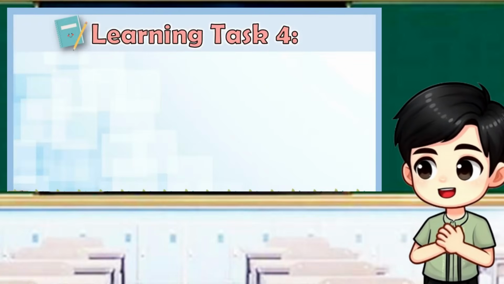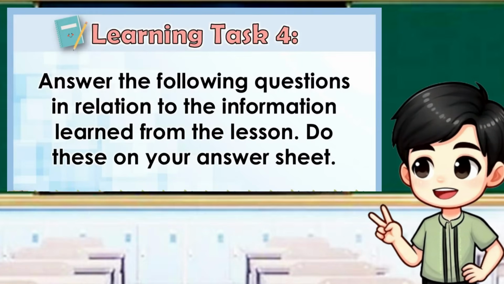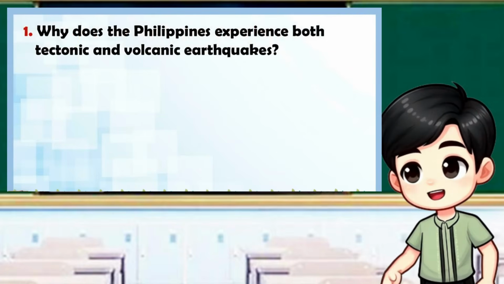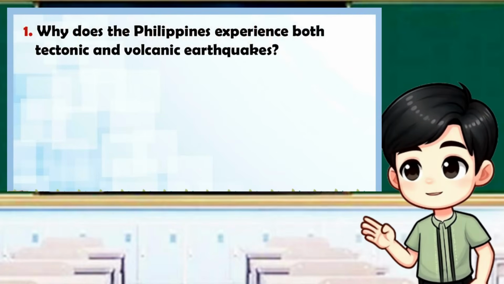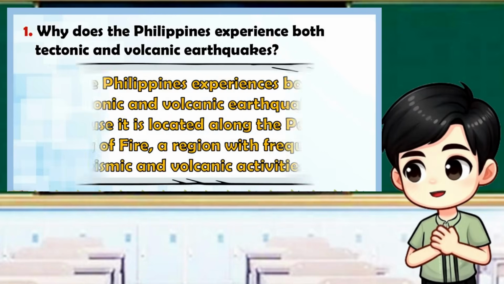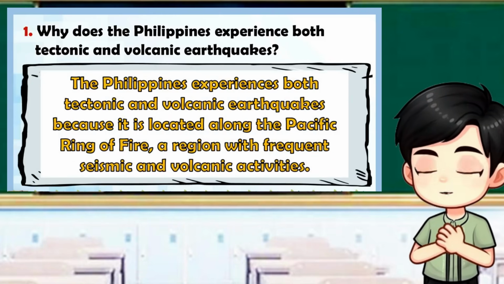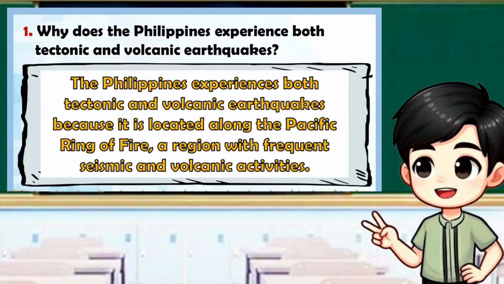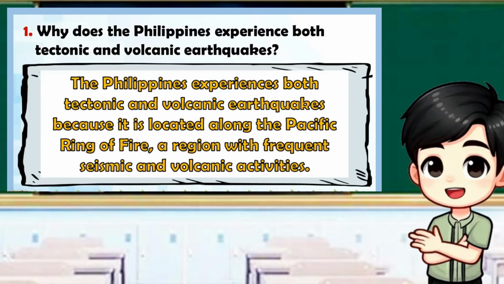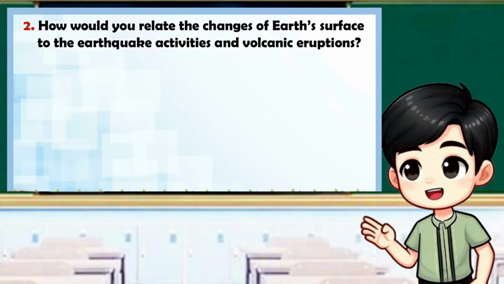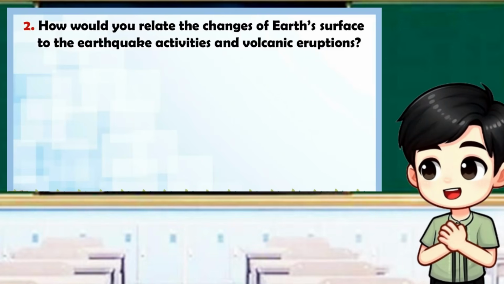For learning task 4, answer the following questions in relation to the information learned from the lesson. Do this on your answer sheet. Number 1, why does the Philippines experience both tectonic and volcanic earthquakes? And here is my example answer. The Philippines experiences both tectonic and volcanic earthquakes because it is located along the Pacific Ring of Fire, a region with frequent seismic and volcanic activities.